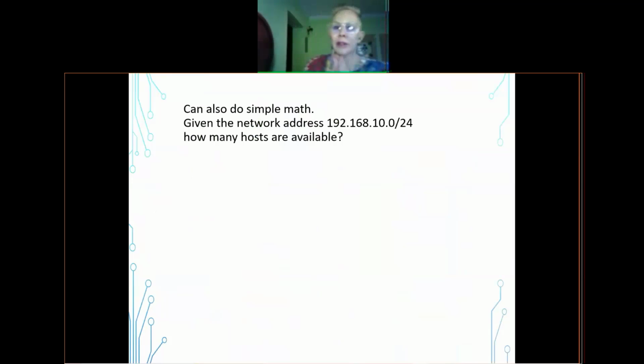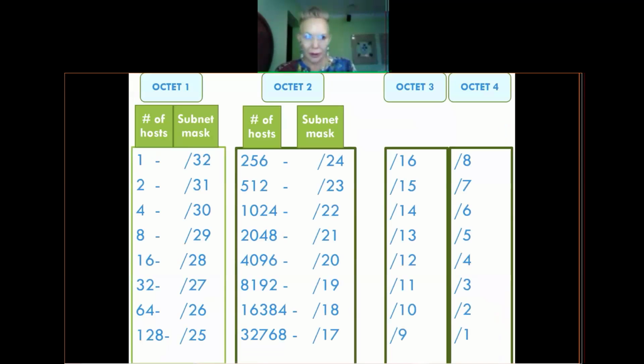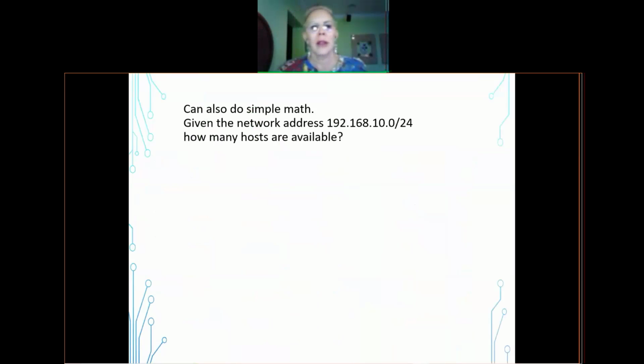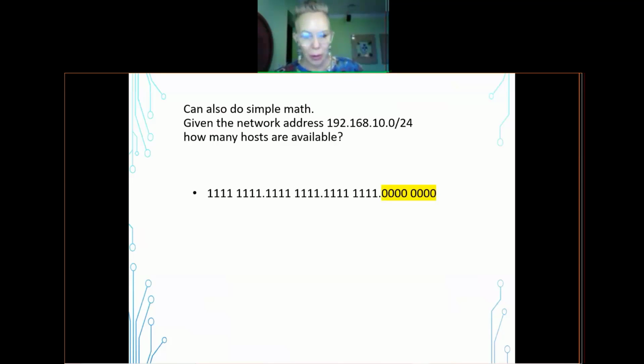But there is another way to figure this out, and it's just using simple math. Remember, right now, we're talking about host bits. Those are the zeros inside of our subnet mask and our network address. So if I have 192.168.0.0/24, I have 8 host bits. If I have 192.168.0.0/23, I have 9 host bits. So we're talking about host bits, okay? So given the network address of 192.168.10.0/24, how many hosts are available?